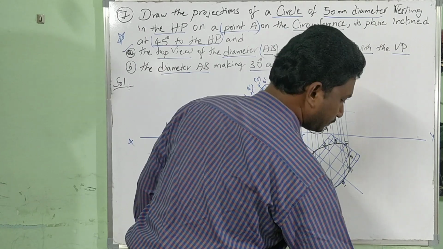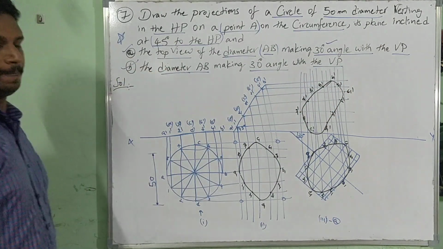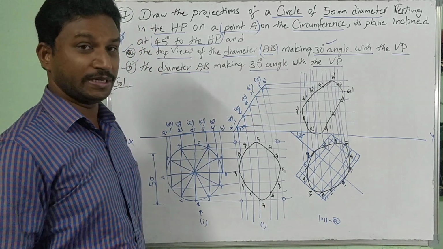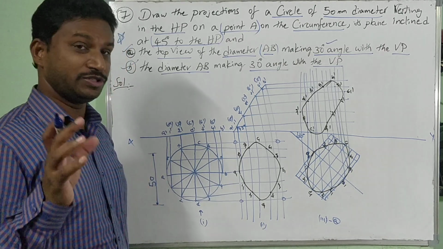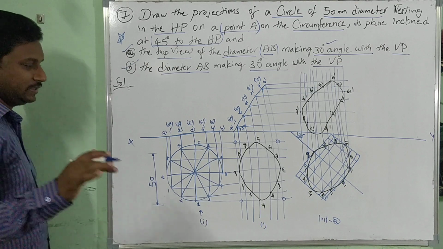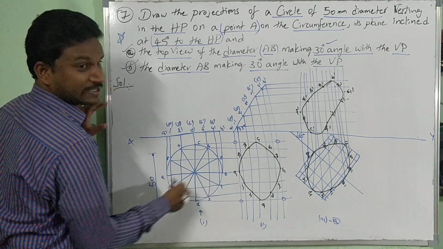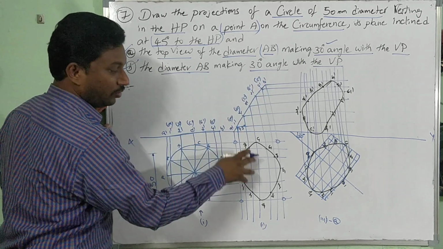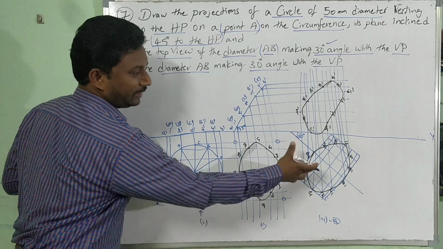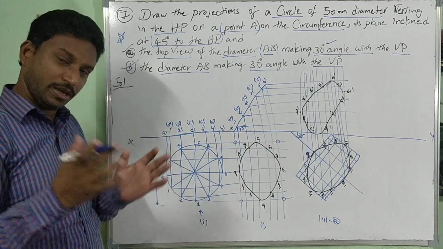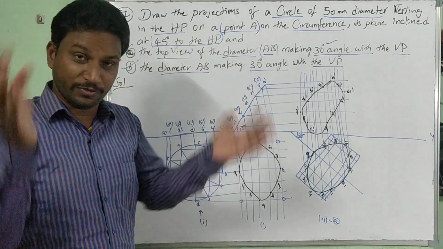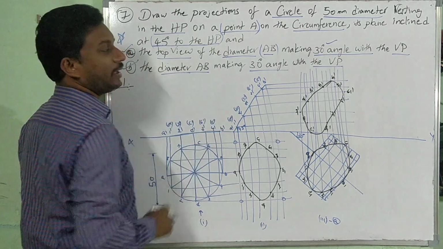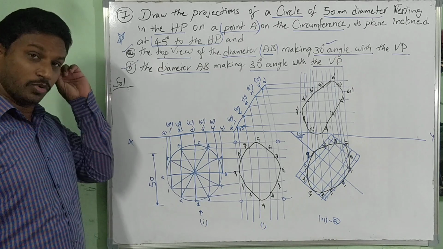Now coming to the second question, B. See, the diameter AB makes a 30 degree angle with the VP. Now here comes the concept which we have to go back to, our projections of straight lines. See here, diameter AB is a straight line. This line is inclined at 45 degrees. Now this top view is inclined at 30 degrees, which is nothing but A1 B1, the already reduced diameter, with respect to the diameter, not with respect to the plane. Now in the same way, he is mentioning the diameter AB making an angle of 30 degrees. Now, a line inclined to both the planes.